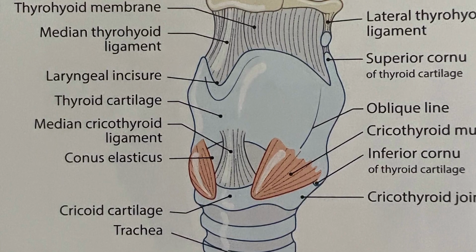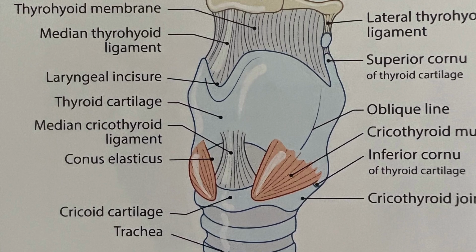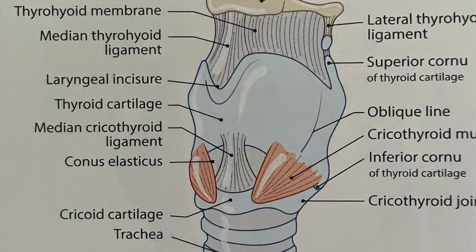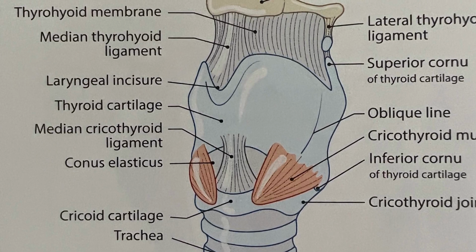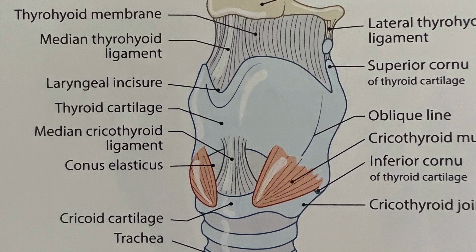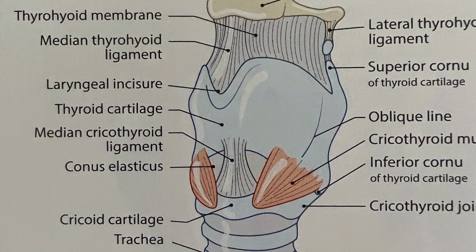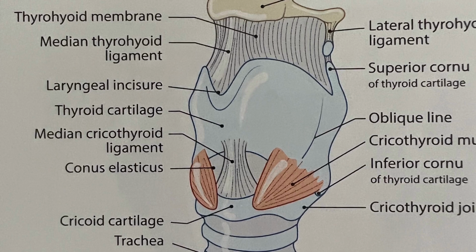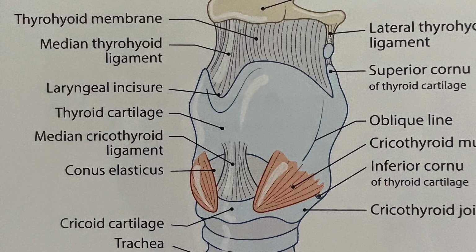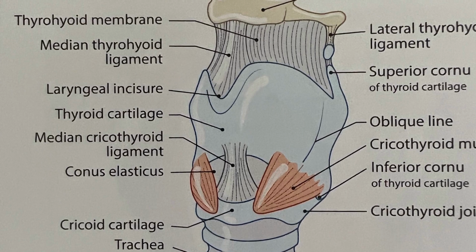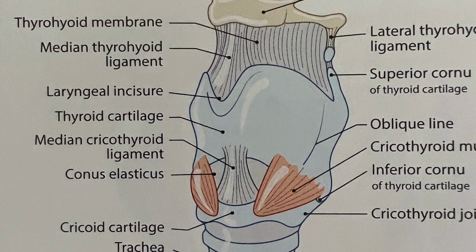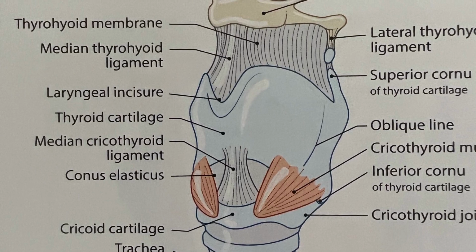Now let's talk about the cartilages of the larynx. The thyroid cartilage attaches anteriorly to the cricoid cartilage through the cricothyroid membrane, as you see in this picture, and posteriorly through the cartilaginous cricothyroid joint. Inferiorly, the lower body of the cricoid cartilage is attached to the trachea by the cricotracheal ligament. The medial and lateral thyroid membranes, along with the cricotracheal ligament, are termed the extrinsic ligaments of the larynx.